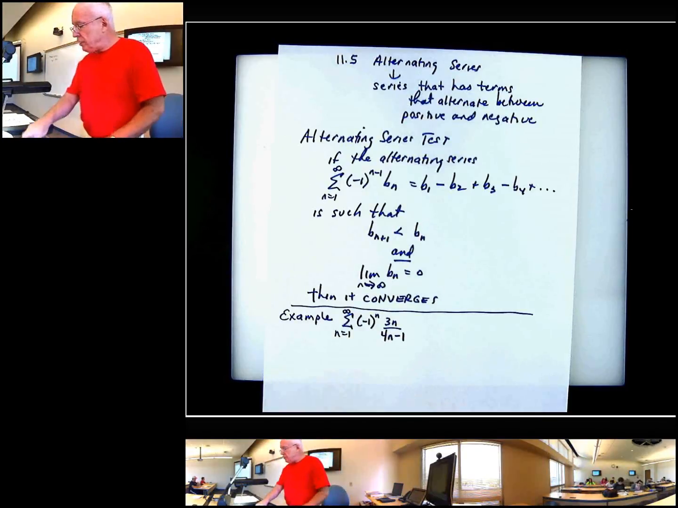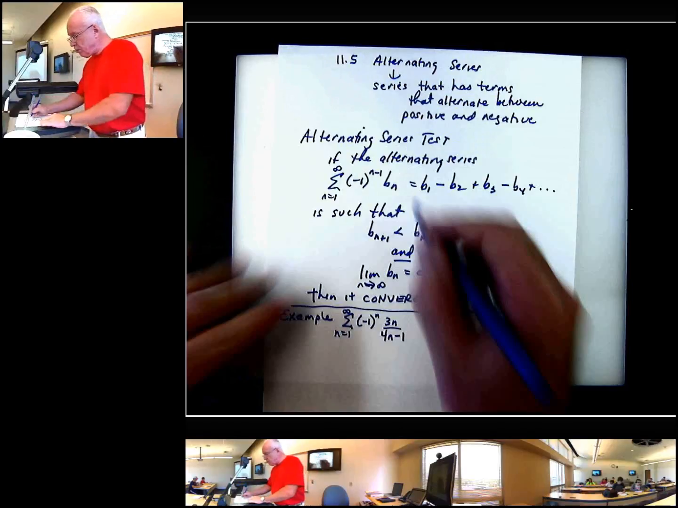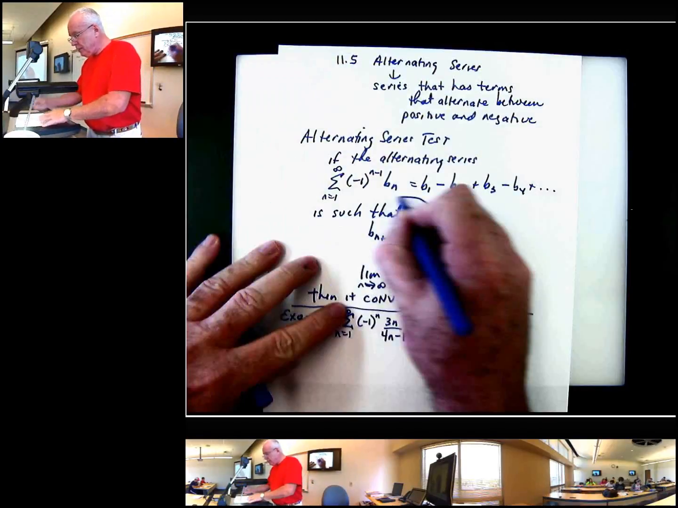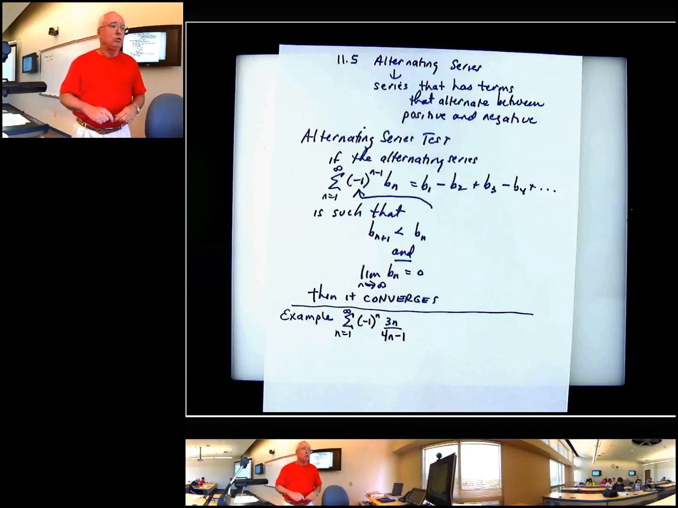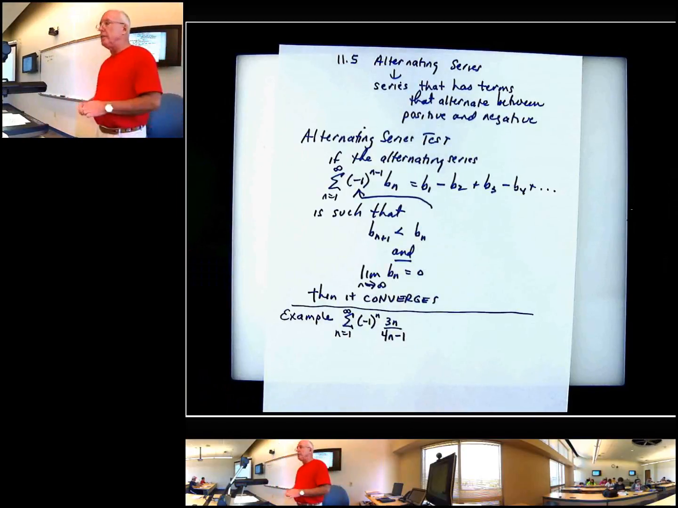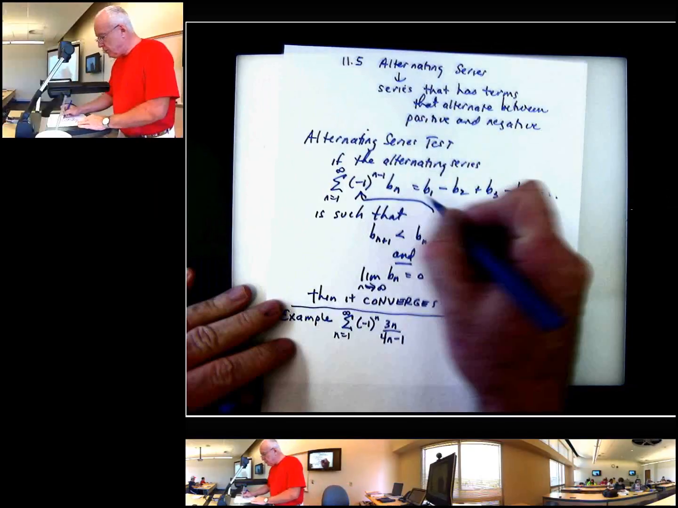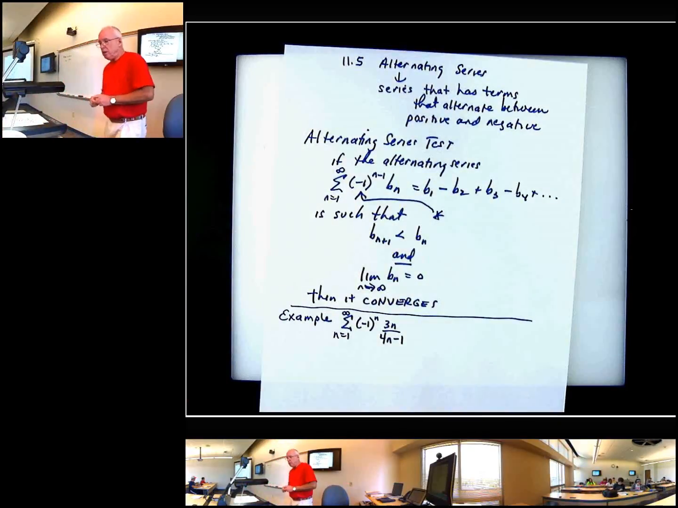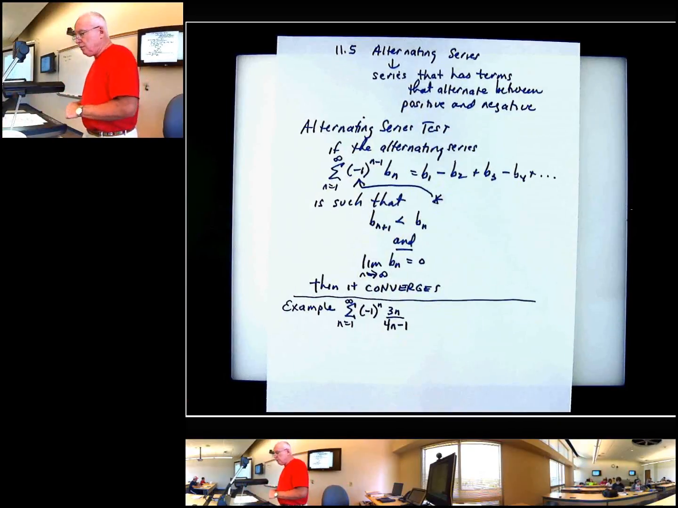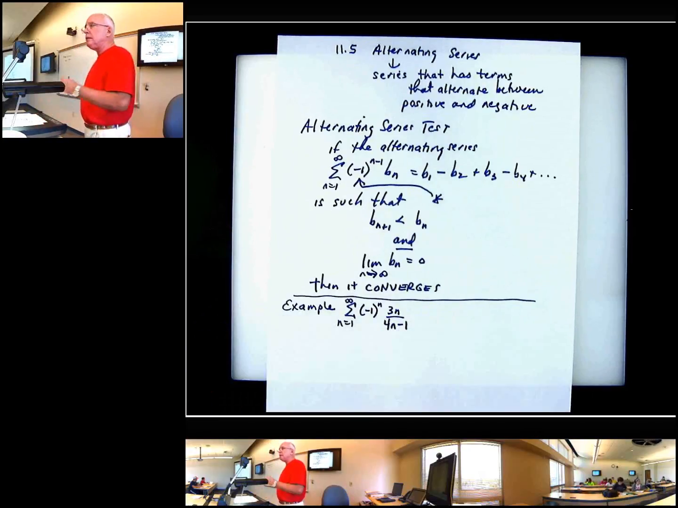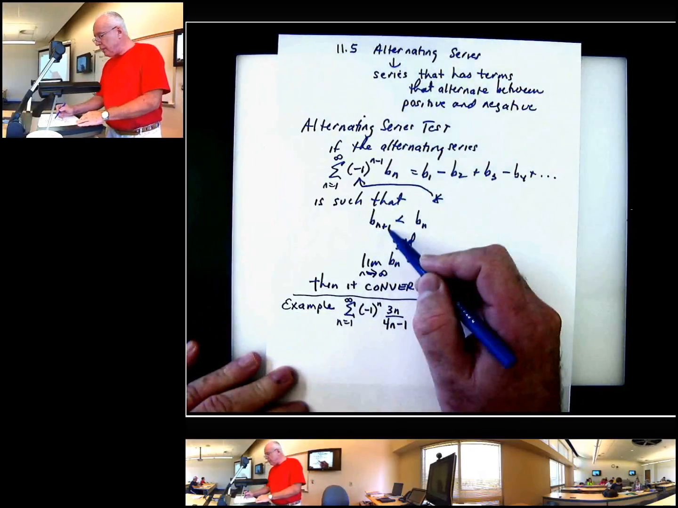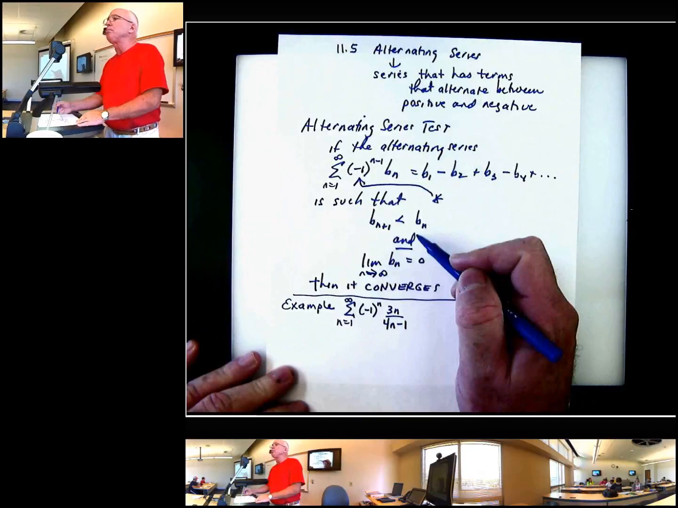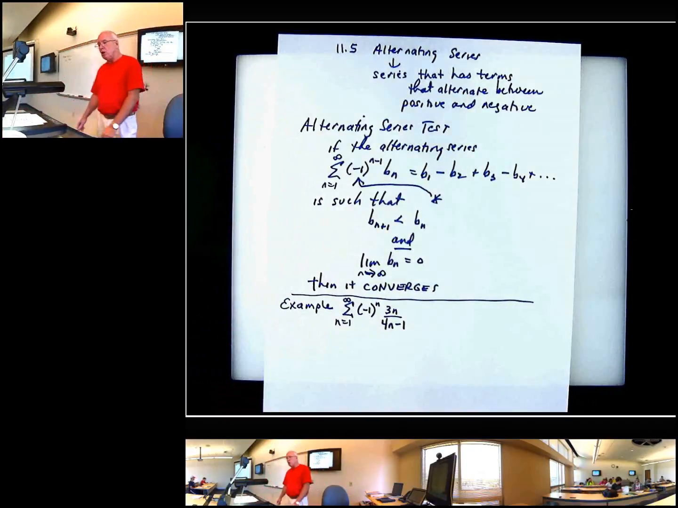And the test is this. For starters, let me point out that if you see the term -1 to a power, that is your clue that yes, indeed, you do have an alternating series. Now, this will converge if the terms become successively smaller and smaller. So in technical language, that's if b sub n plus 1 is less than b sub n, which is the preceding term. All right, they get smaller and smaller.